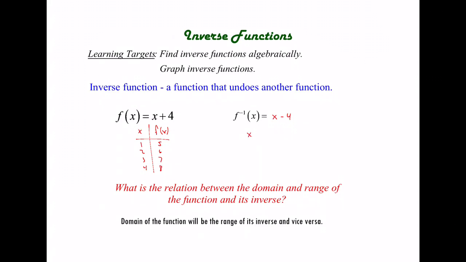What I want you to pay attention to when I set up this t-chart here is that now, instead of plugging in the numbers 1, 2, 3, 4, I'm actually going to plug in 5, 6, 7, and 8, and then look what happens. Your domain from the first function has become the range of the second, and your range from the first has become the domain of the second. And since these are inverse functions, that will happen with all inverse functions. That's not a proof, but that's what will happen.